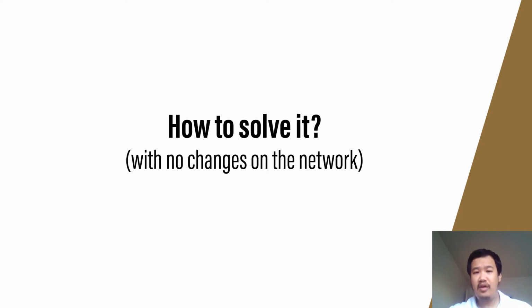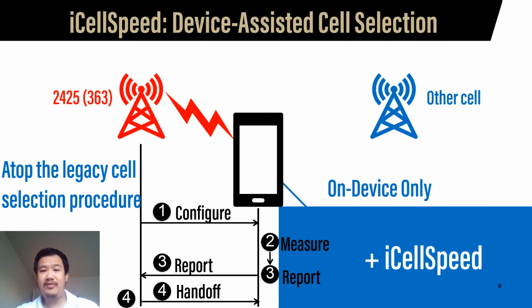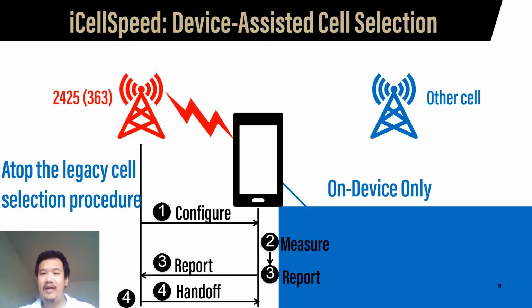So how can we solve this? Particularly without requiring any changes at network side. We propose iCellSpeed as our solution. We add an additional component at device side atop of the legacy cell selection procedure. This added component is called iCellSpeed. The core of iCellSpeed has two extra steps.